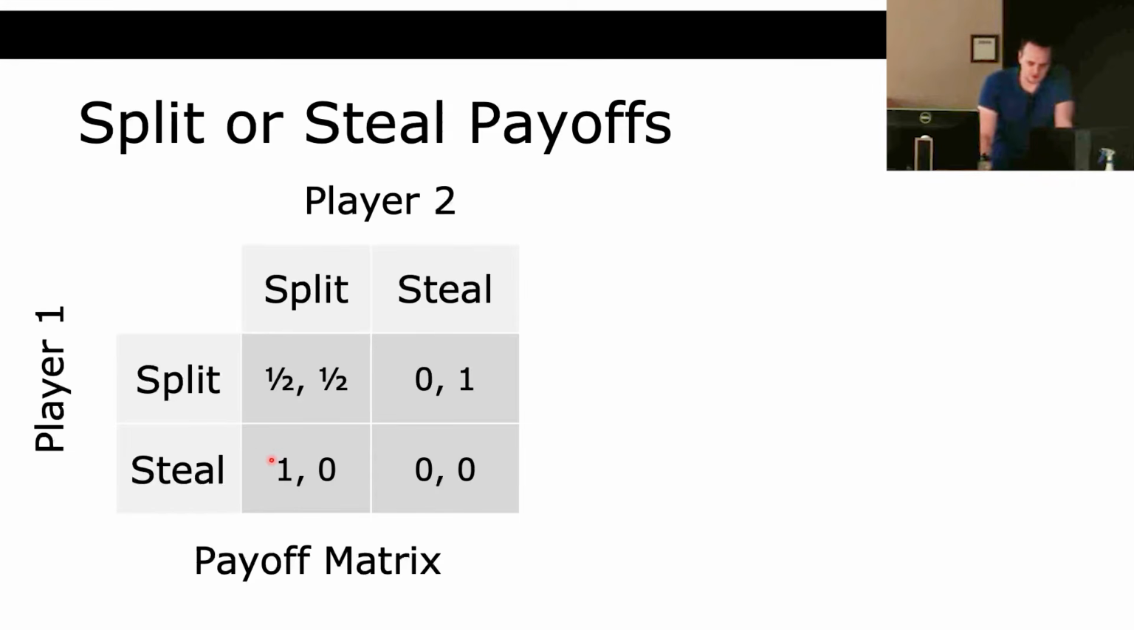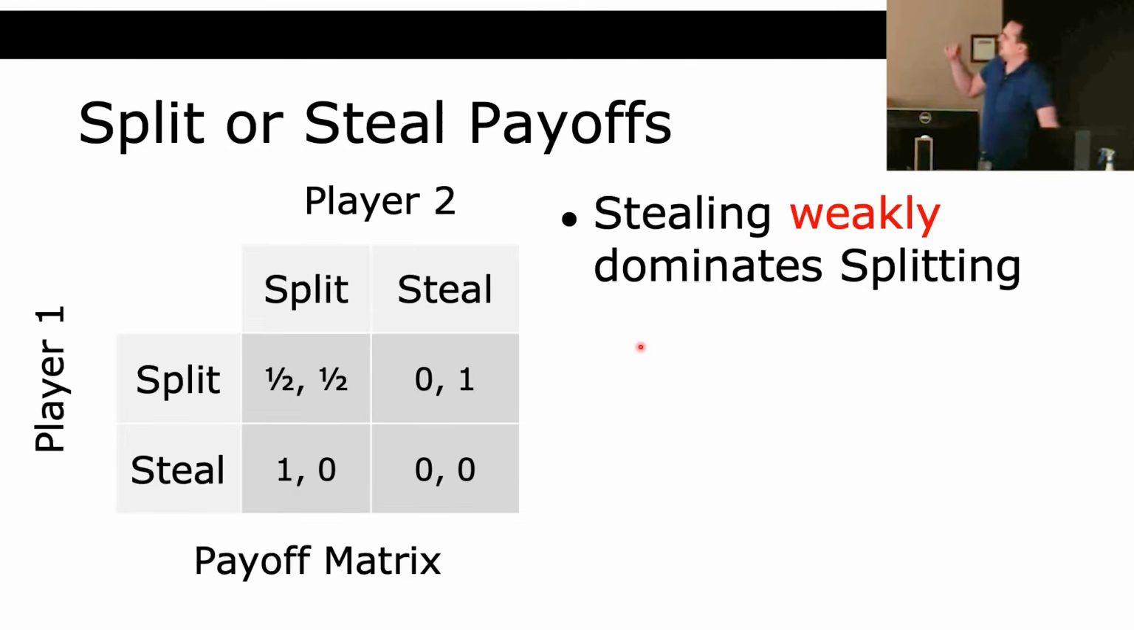So in this case, let's have a look. If we split, we get half. If we steal, we get 1. If they steal, however, we get 0 for both of our choices. So in this case, stealing weakly dominates splitting, meaning that I can do as good or better. I'm not always better, but I can't say I always do strictly better, but I'm always going to do at least as well by choosing steal in this case.